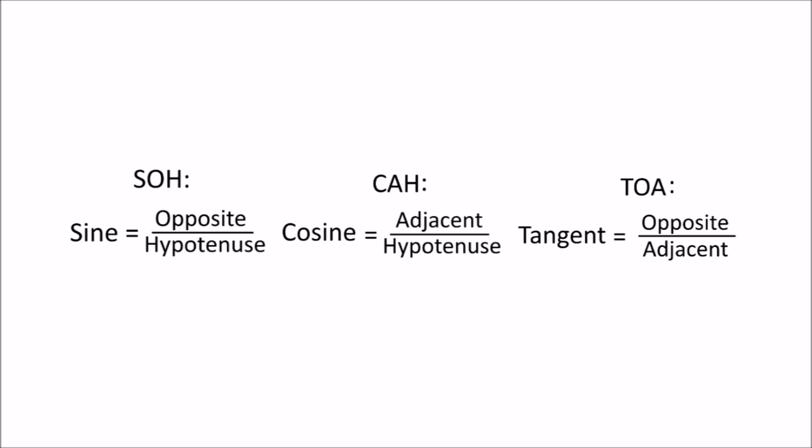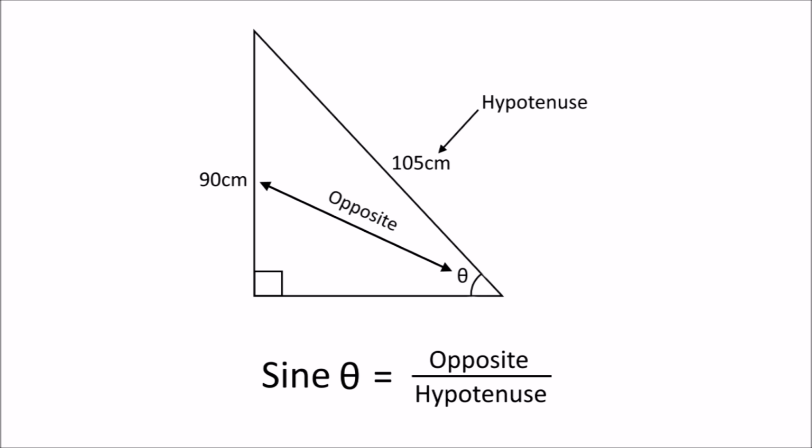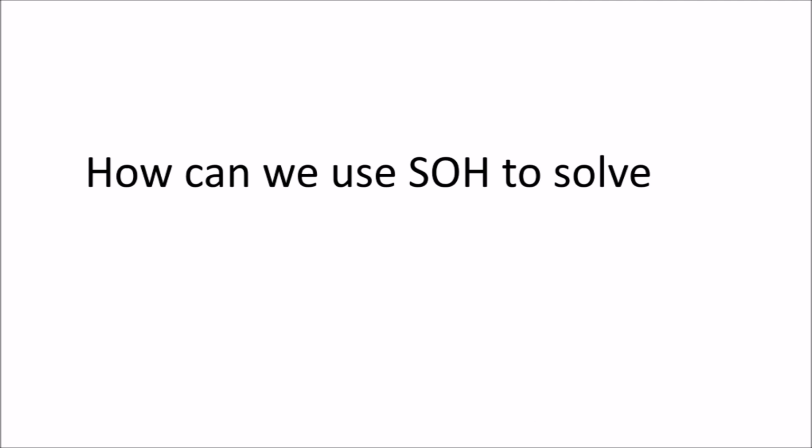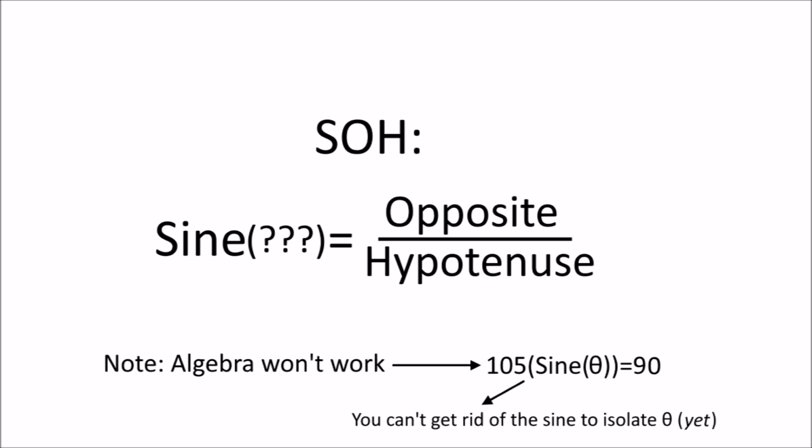Remember SOHCAHTOA? But which one do you use? Well, the hypotenuse is marked, and so is the side facing opposite of theta. Opposite, hypotenuse. Hey, this is SO. We can use SO to solve this. Wait. I know what you're thinking. How can we use SO to solve it if the fraction is all we know? Don't we need to know the angle to solve sine?